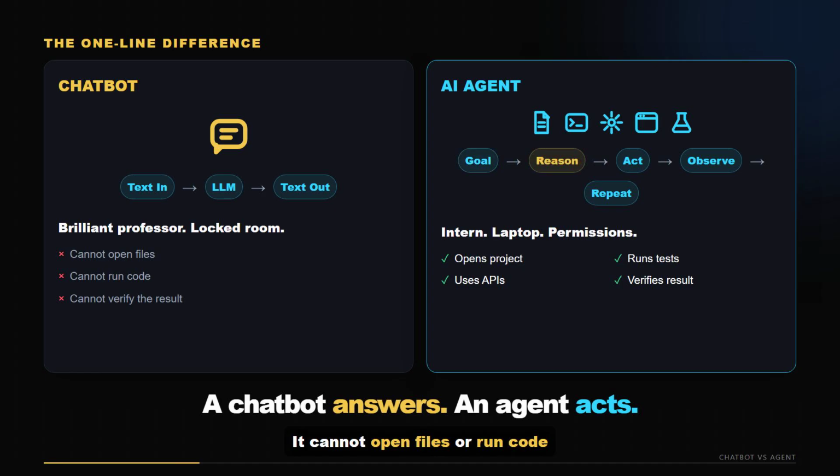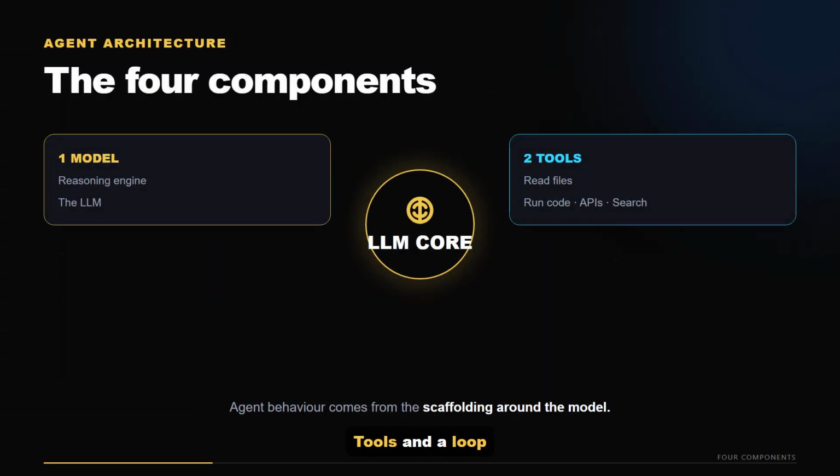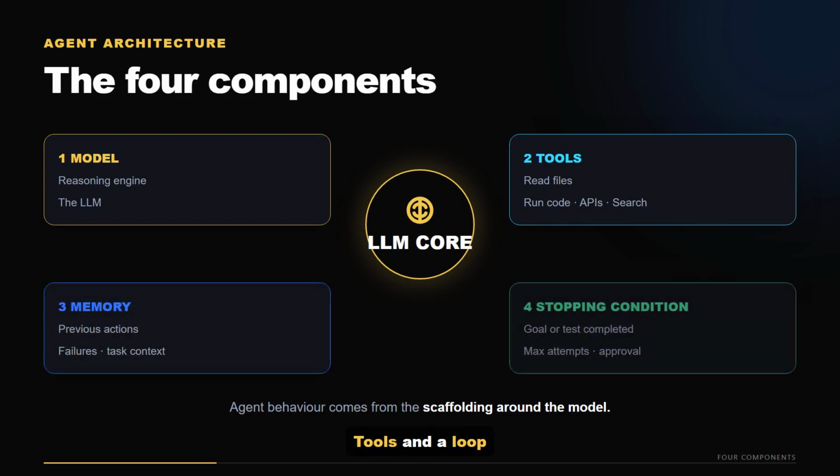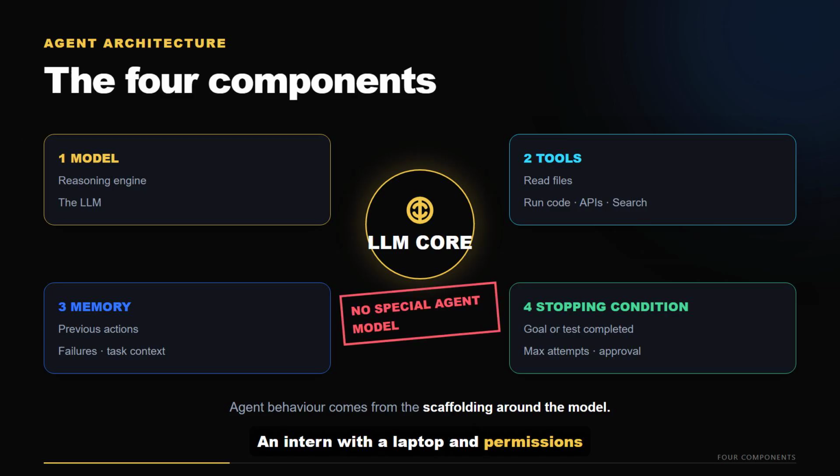An agent is different. An agent is that same model given two things: tools and a loop. Now it's not a professor in a locked room. It's an intern with a laptop and permissions, less magic, but it can actually open the code base, run things, watch them fail, and try again.